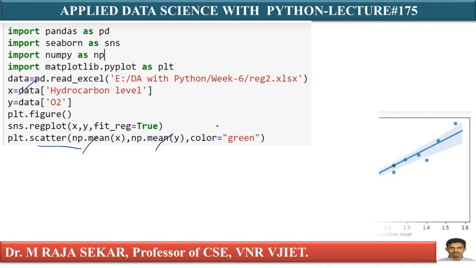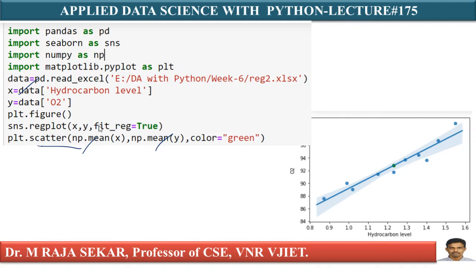If you execute this piece of code, you are getting a regression plot. Just see this one. This is my regression plot, and this is scatter plot. Therefore, I am getting scatter plot between hydrocarbon level and oxygen. So what's happening? Whenever hydrocarbon level is increasing, the oxygen level is also increasing. There is a positive relationship.